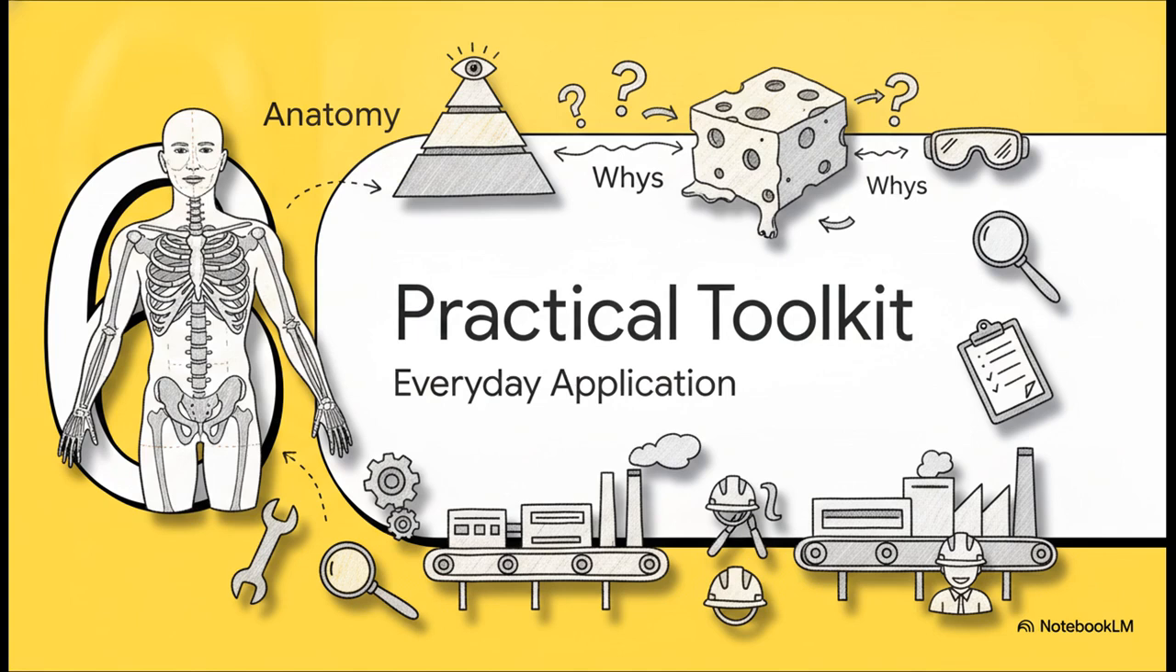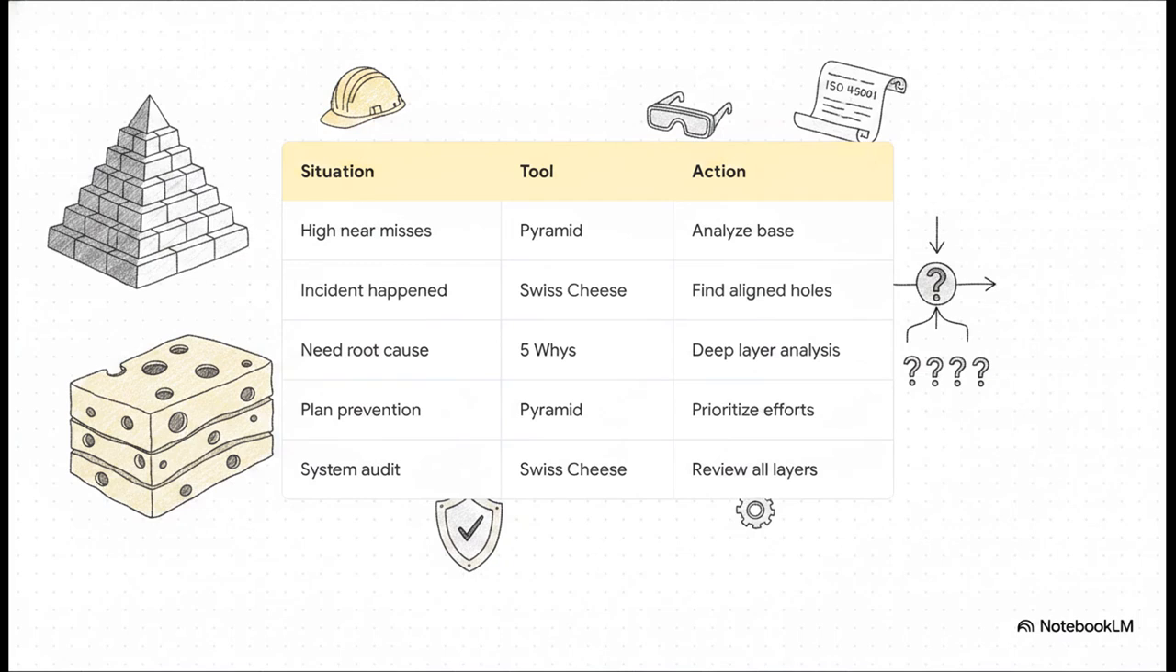Section 6, your practical investigation toolkit. We've covered the anatomy, the pyramid, the cheese, and the whys. Now, let's bring the whole shebang together so you can actually use it on the floor. This quick reference card pretty much synthesizes our entire explainer.